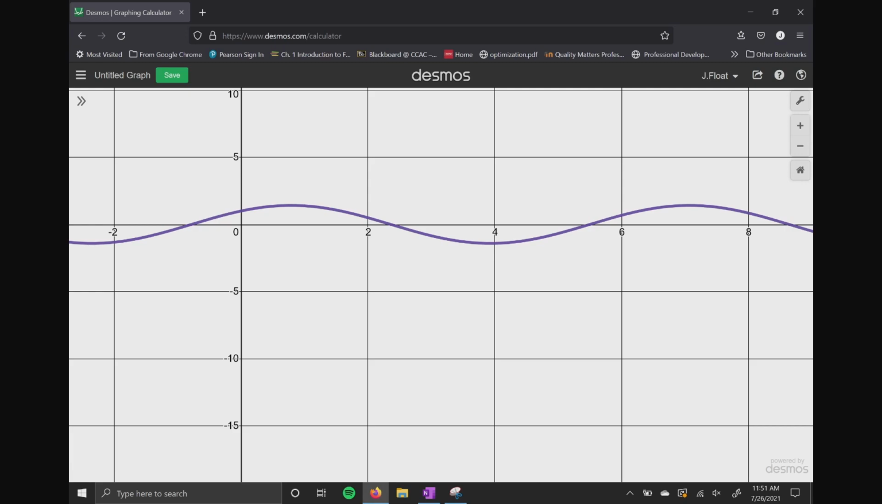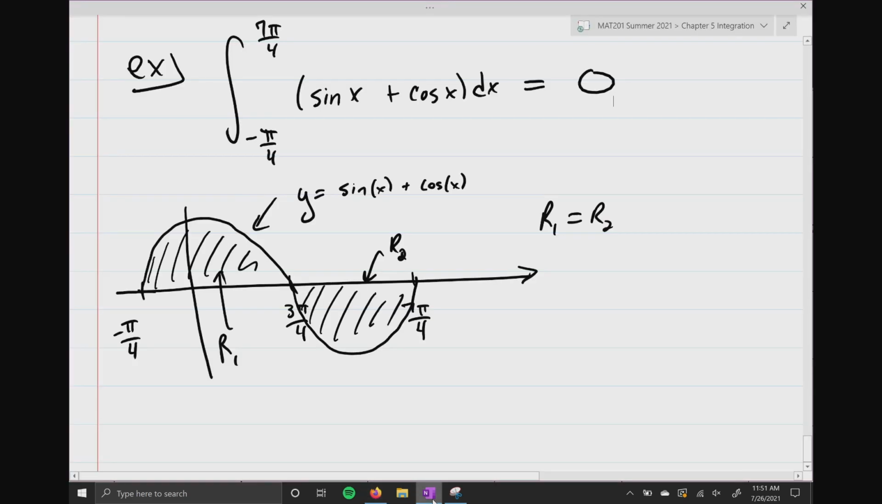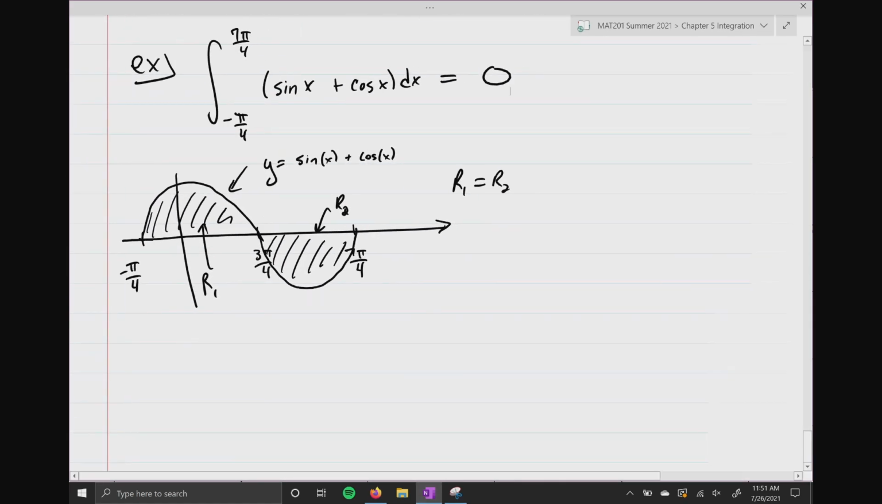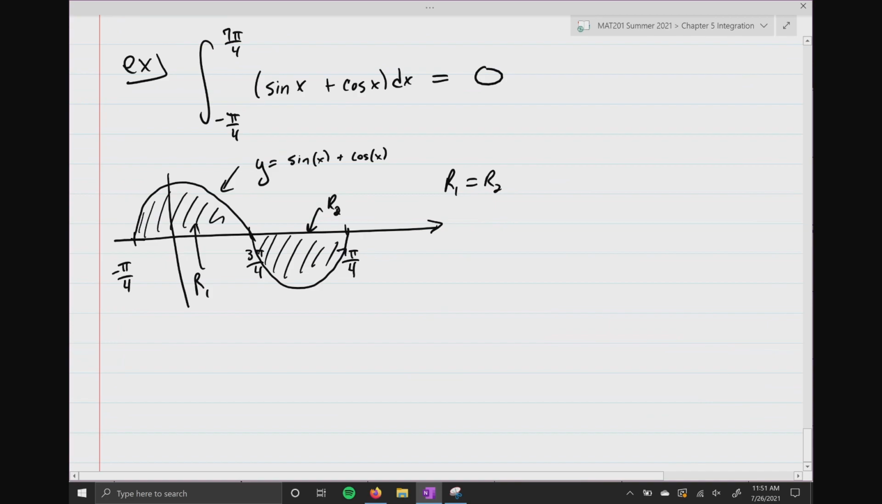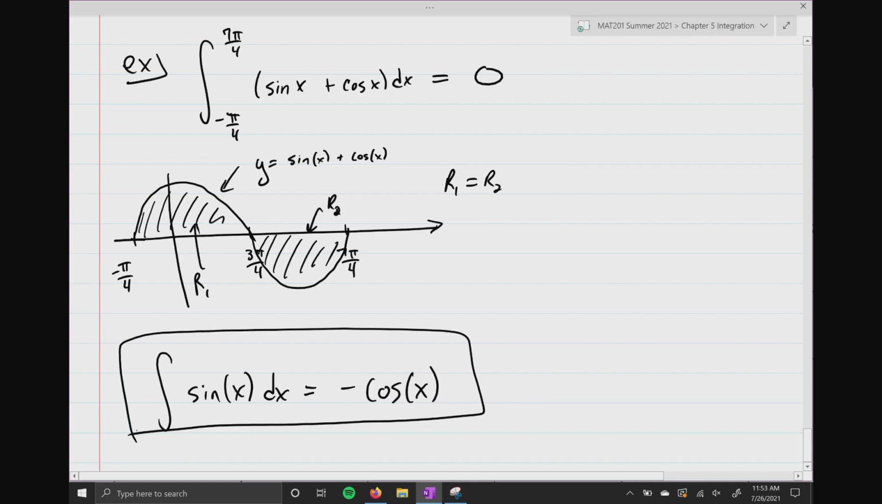To convince yourself that the answer to this problem is equal to 0, we have to know the integral of sine x, and we have to know the integral of cosine x. All right, and what's nice about this is they're just properties, they're rules. So the integral of sine x dx equals negative cosine x. I'm going to put a big box around it. That is unbelievably important that we know that.